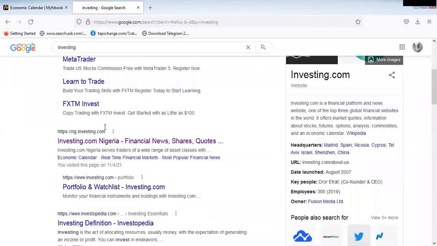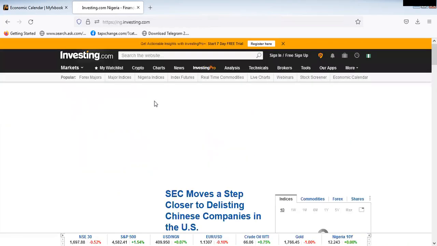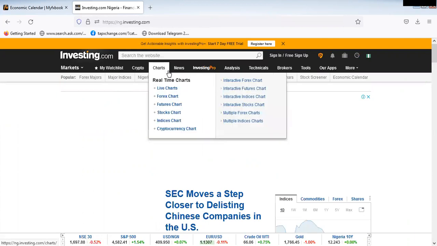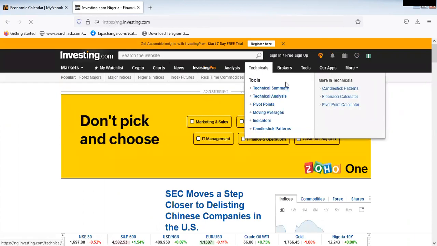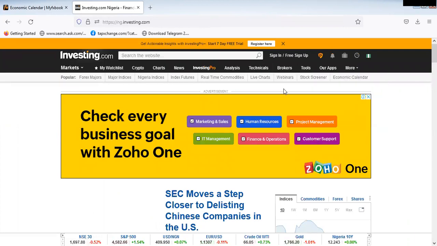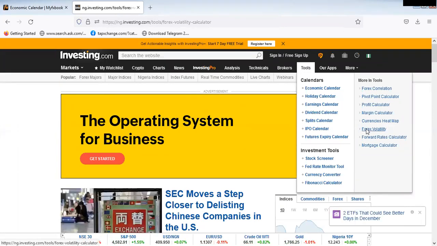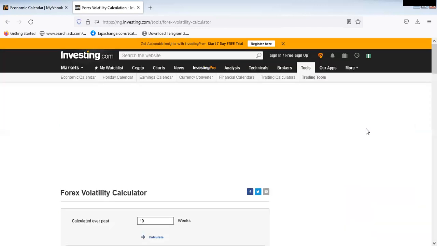You click on investing.com. You observe that there are some new details that are out on investing.com. The first thing I always tell people is to check on tools. Once you come to tools, you go to Forex volatility. Once you go to volatility, it pops up.